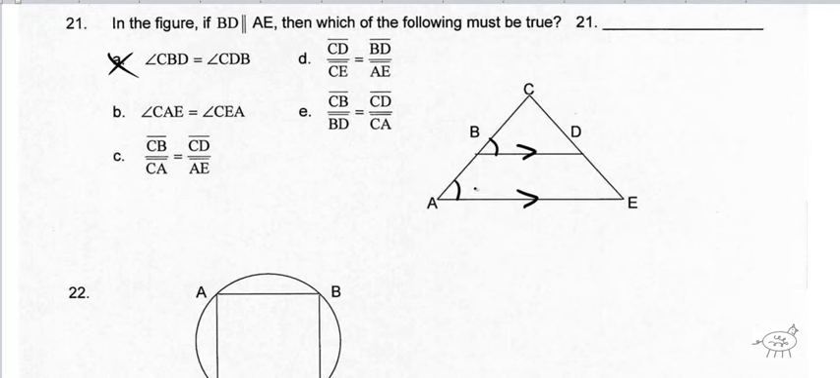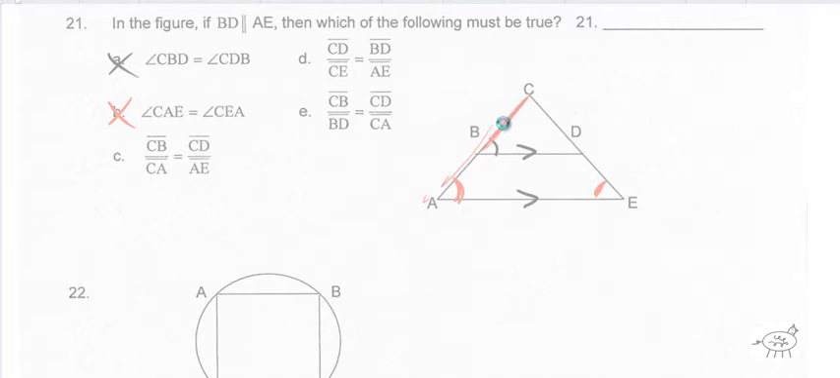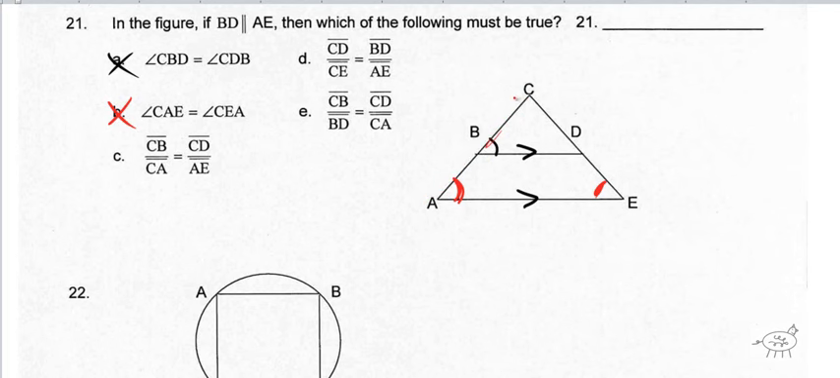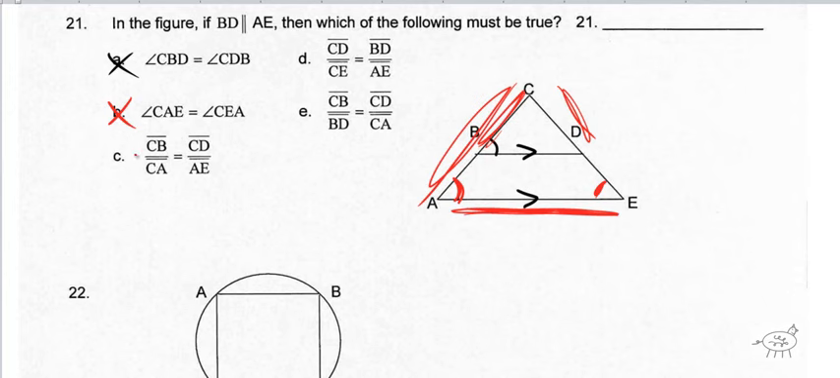CAE, so that's this guy. Let me do a different color here. This guy is equal to CEA. No, it's the same thing. Boo, that's out of there. Ratios, CB over CA is equal to CD over AE. Well, that's pretty random. Okay, so that's out of there.